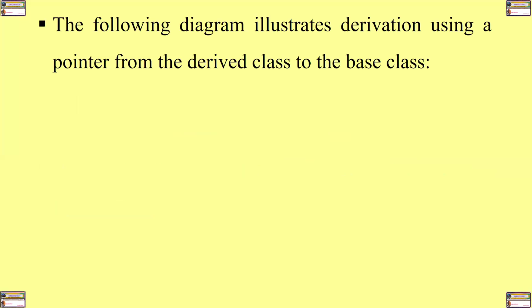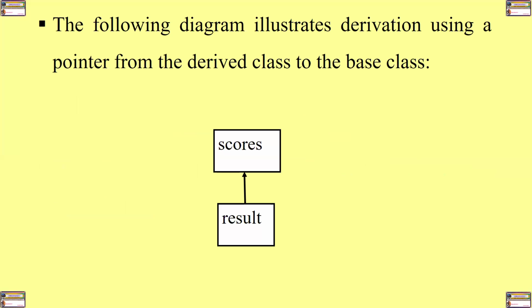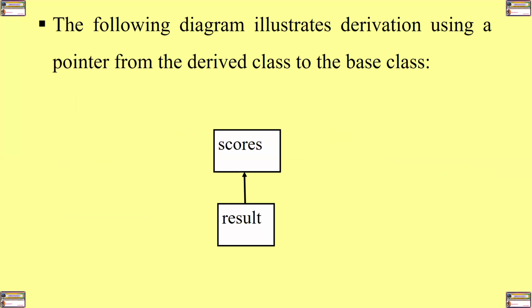The following diagram illustrates derivation using a pointer from the derived class to the base class. In this case, you can see that we have a class called result and another one called scores. The class called result is relying on some of the members of the class called scores.